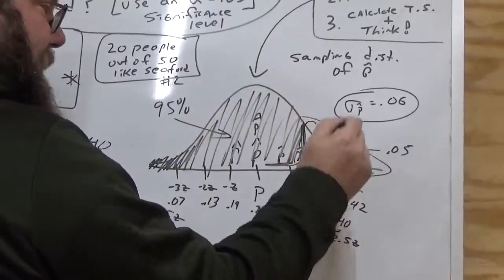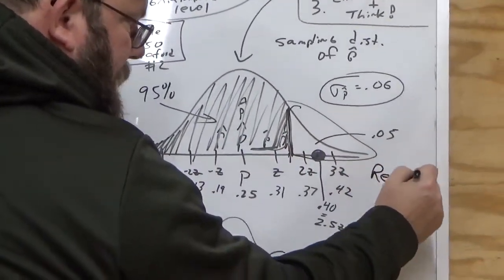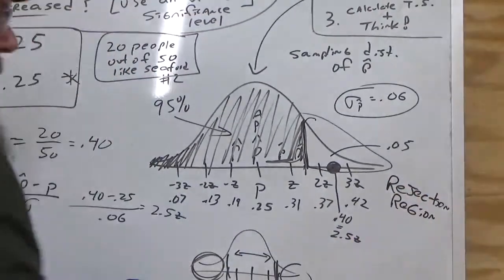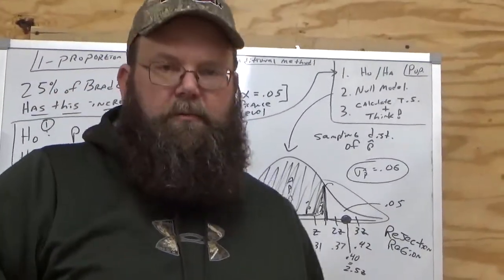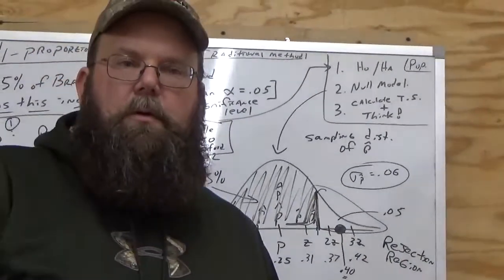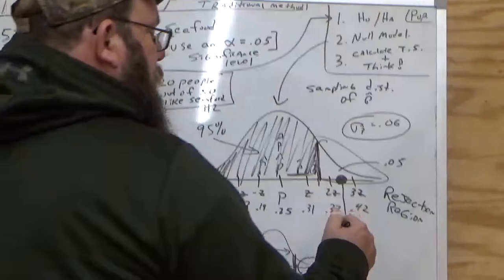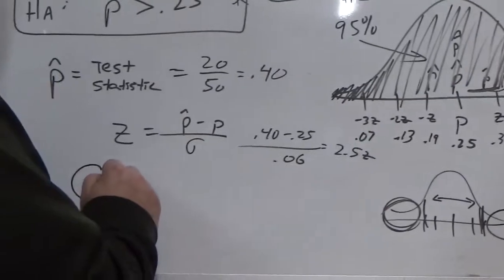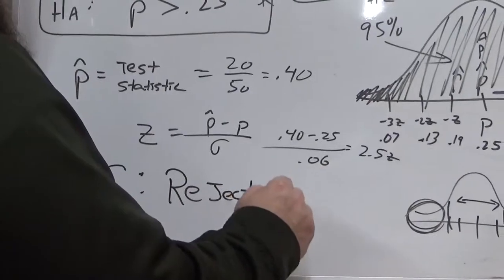If your test statistic falls in that region, this open region, we're going to call that the rejection region. If your test statistic falls in the rejection region, which ours does, then what do we do? We reject, that's why we call it the rejection region. Here's our conclusion. I'll write it big right down here. Conclusion: reject the null.